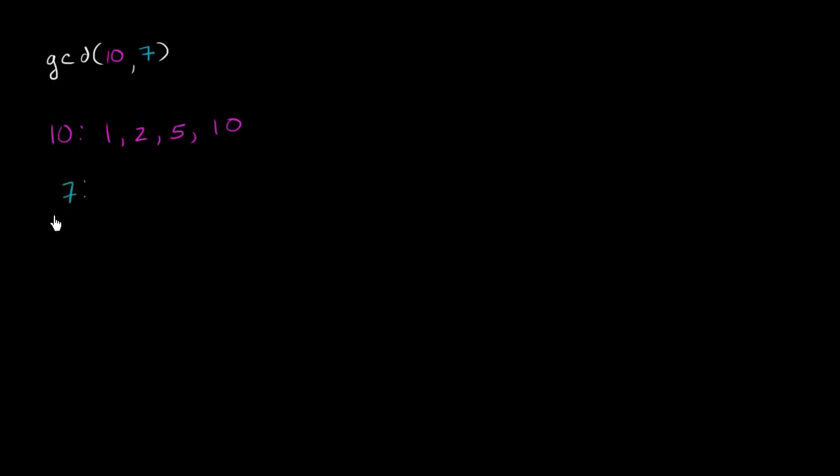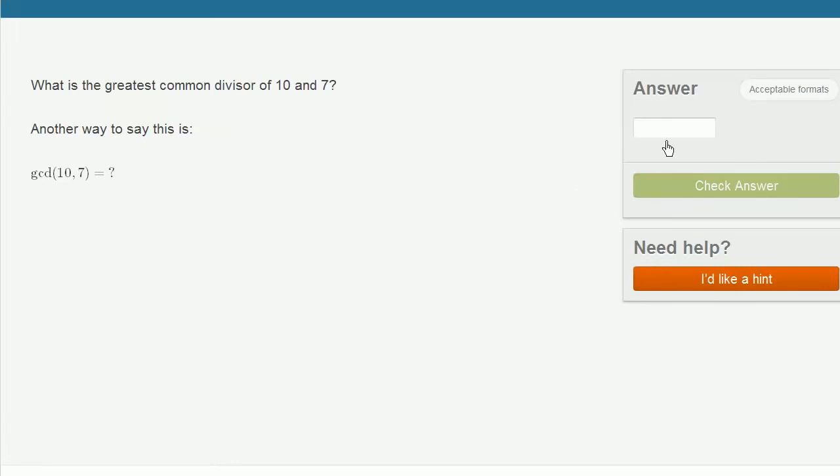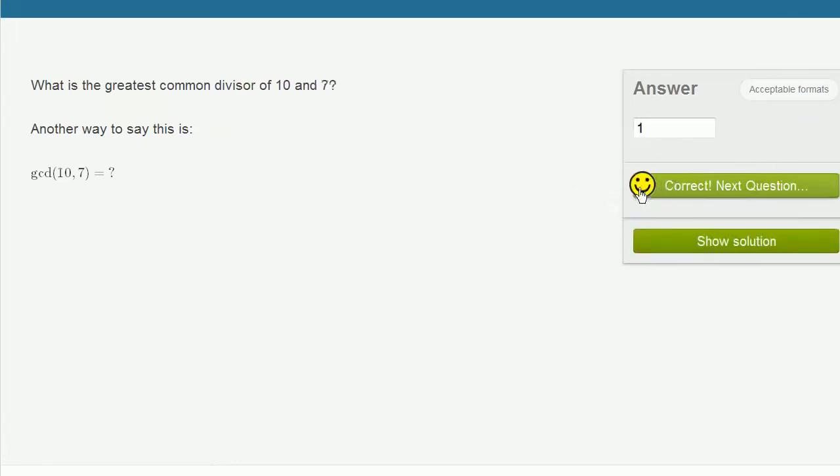7, what are all of its factors? Well, 7's prime. It only has two factors, 1 and itself. So what is the greatest common factor? Well, there's only one common factor here, 1. 1 is the only common factor. So the greatest common factor of 10 and 7, or the greatest common divisor, is going to be equal to 1. So let's write that down. 1.